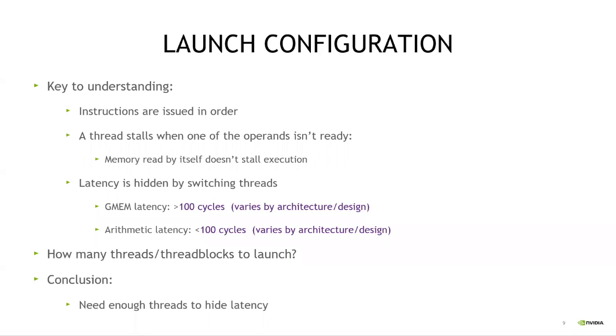A memory read does have operands. It says, go get me something. That's the input. And the output is typically, put it in this register. So the operand for a memory read would typically be a location in memory, and the result of that memory read would be the data in that location in memory getting placed into a GPU register. That operation basically never stalls.